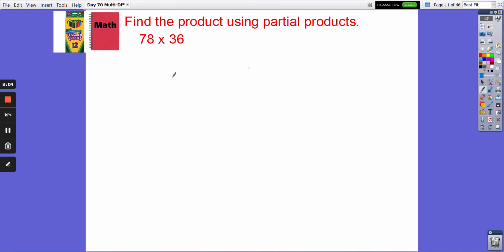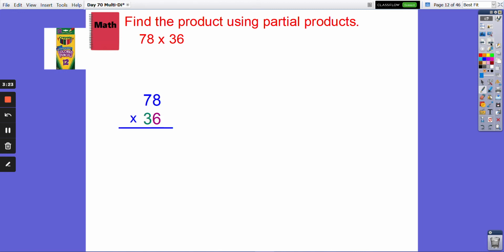Okay, so let's go ahead. If you have colored pencils, that might help. If you don't, it's fine too. Let's find the product of 78 and 36 using partial products. Partial, again, has that word part in it. We're finding part of the product and then putting them together to make the entire product, adding them together. So here's our 78 times 36.